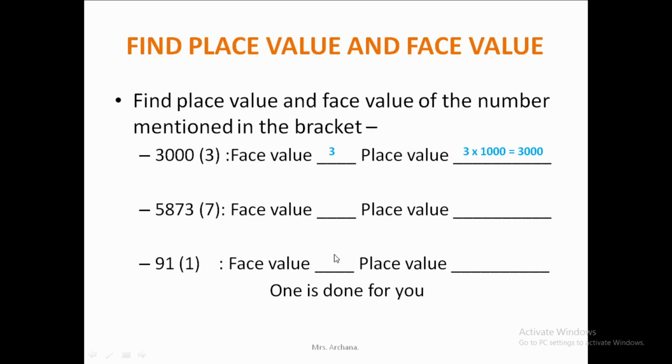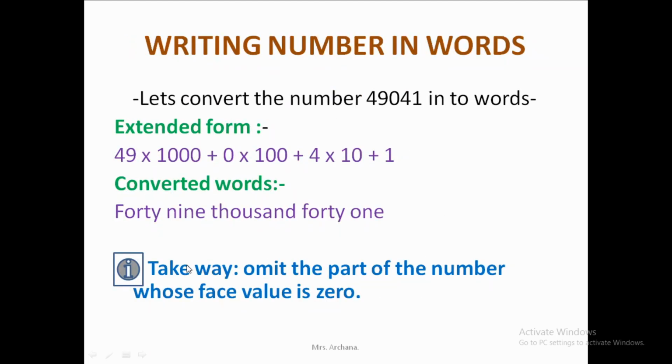Next, here we will write face value of 1 is 1 and place value of 1 is also 1, as it is given in the ones place. Then next is how to write a number in words. If we are able to convert the number into expanded form, then obviously we can write the number in the word form also.